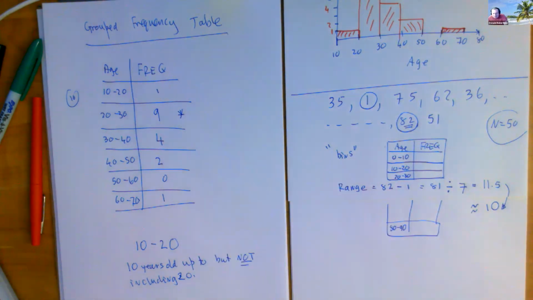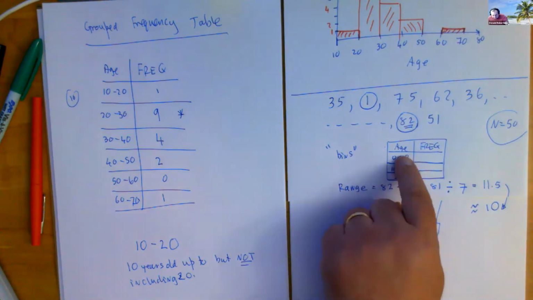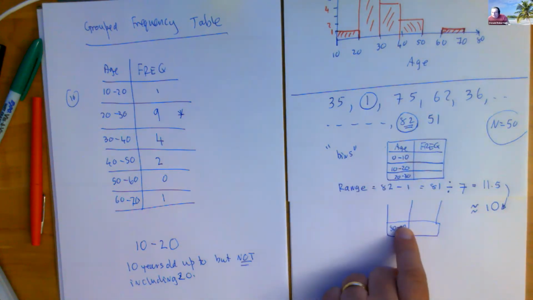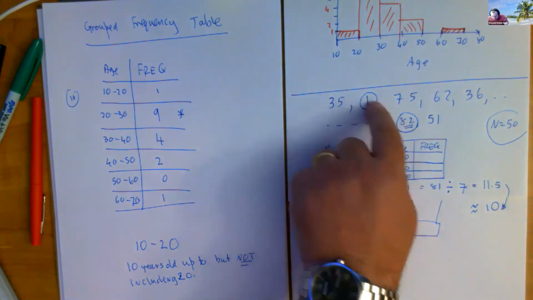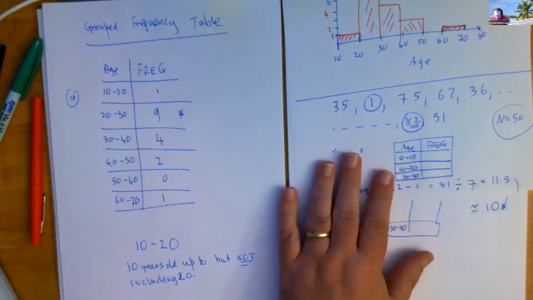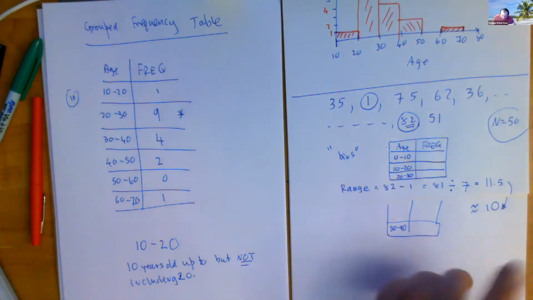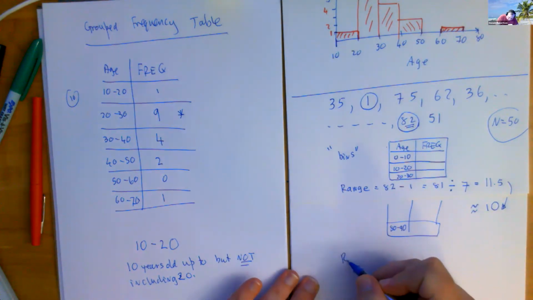Are you happy about how I decided to create the groups, the bins, for my grouped frequency table? You find the range, you divide it by 7. This number is a guide to how big your bin is. And then you make it a nice number. I'll give you some examples.